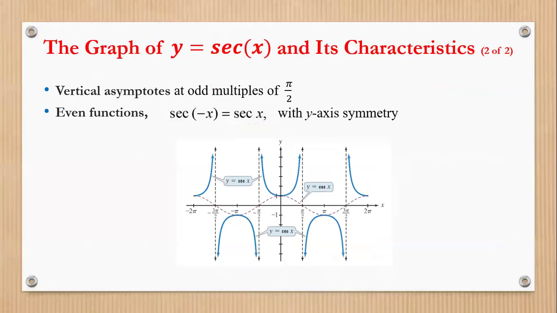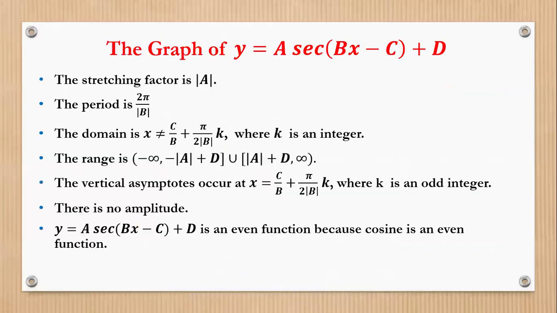Again, graphing secant is easier if we graph the cosine function first and then graph the secant based on the maximum and the minimum points that we get for the cosine function. But if we want to graph the secant without graphing the cosine, just using the numbers that we get for A, B, C, D, you can use this information. The period again is 2 pi over b. The domain means all of the x values except these numbers. And those numbers are exactly the asymptotes.